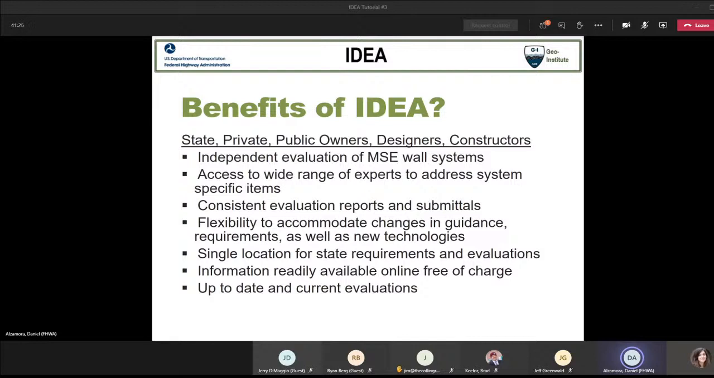So from an owner's perspective, you have some assurance, or you can compare what is being provided to your site or in your shop drawings to what you have reviewed and approved for that system. It's a little bit more difficult in our current practice. So we'll talk a little bit more about that later.